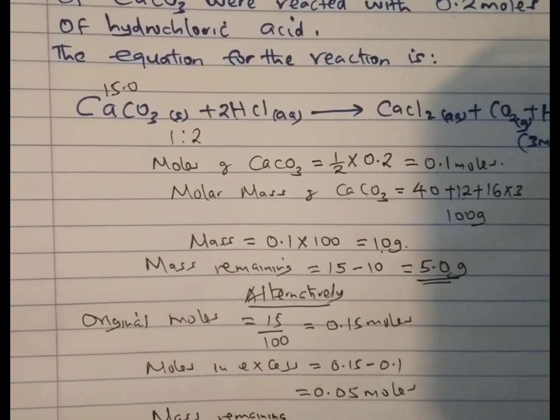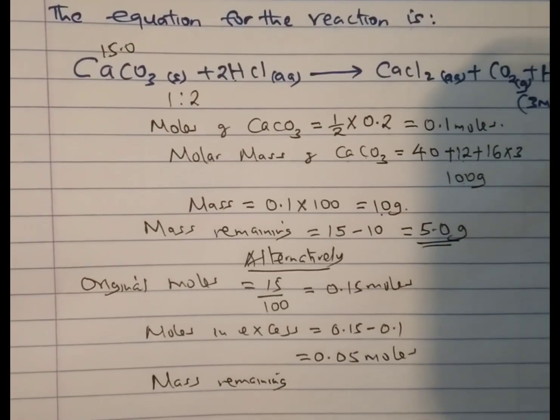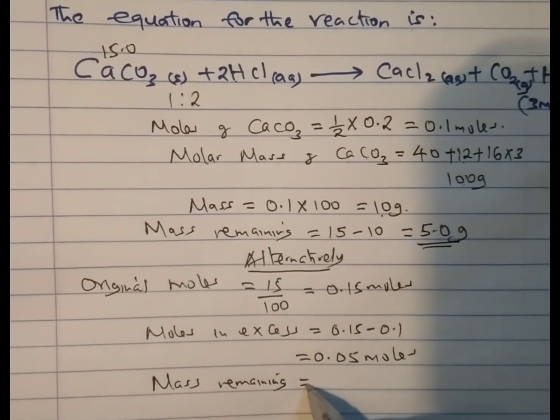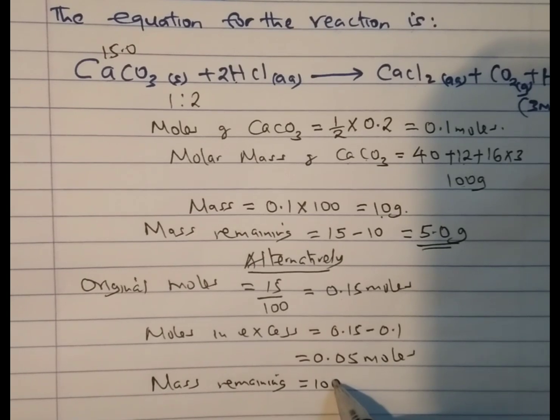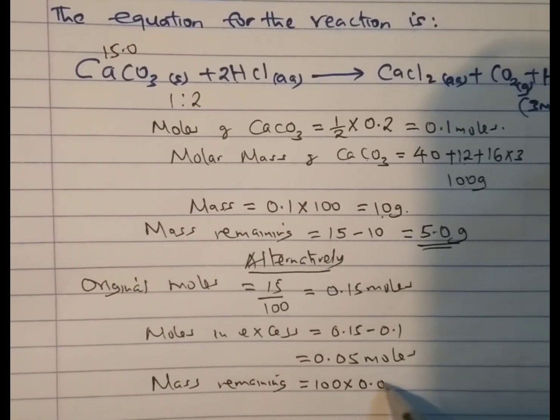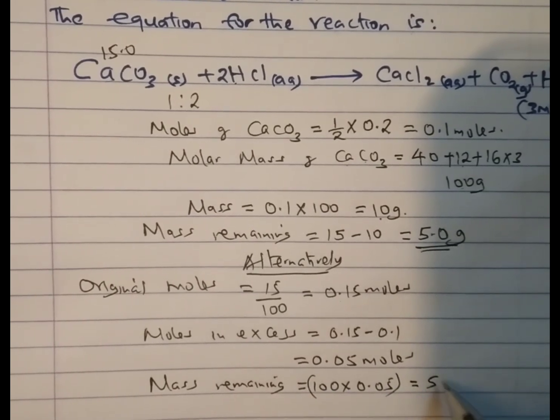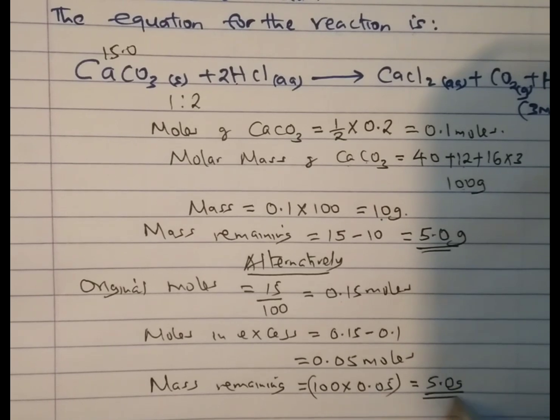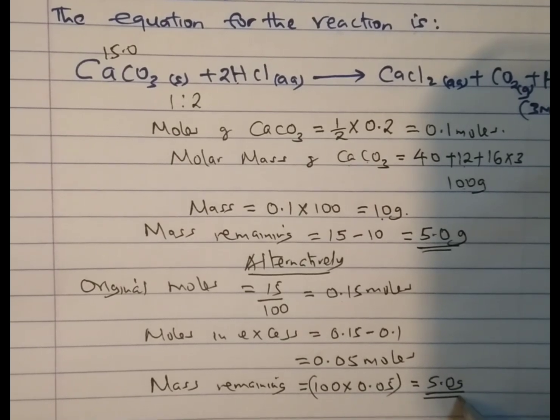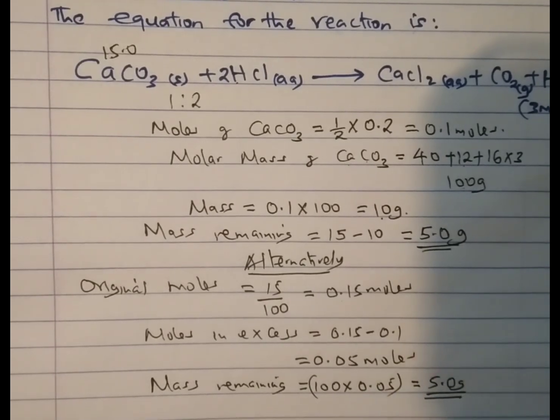In this case, the mass remaining is going to be equal to the molar mass, which is 100. You multiply by the excess moles of 0.05, and this will give us exactly 5.0 grams, the answer equivalent to what we have gotten using the first formula.